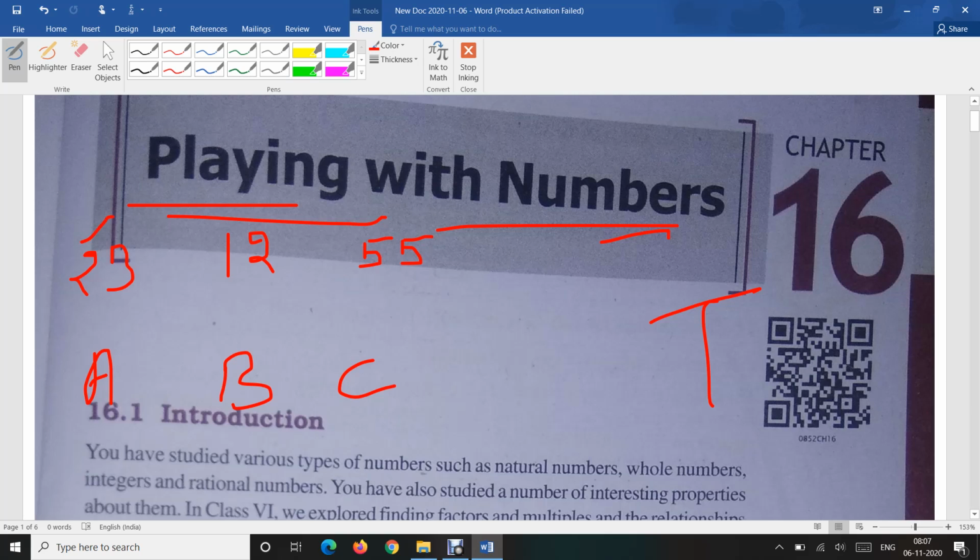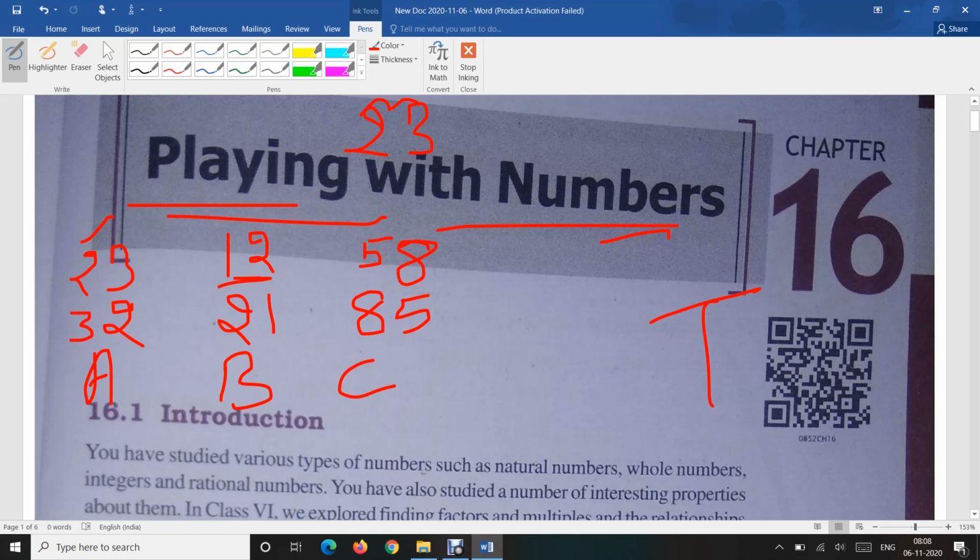Now suppose the teacher says to reverse the number which you thought. A thought of the number 23, and the reverse of 23 is 32, because the number is 2 3 and its reverse is 3 2. Similarly, the reverse of 12 is 21, and the reverse of the third number, suppose this is 58 and not 55, is 85.